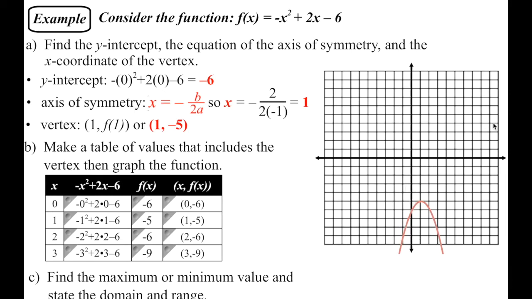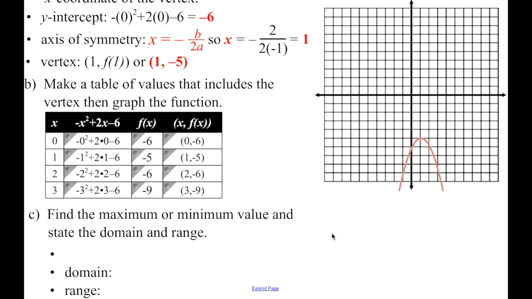So our last question on this slide says find the maximum or minimum value and state the domain and the range. Well, it looks like because it opens down, we have a maximum value, and that maximum value, what is the y-coordinate at that vertex? Well, we already calculated that. That value at the vertex, the y-coordinate is negative 5. Okay, so we already know that it has a maximum, and that value is negative 5. It's never going to get any bigger than that.